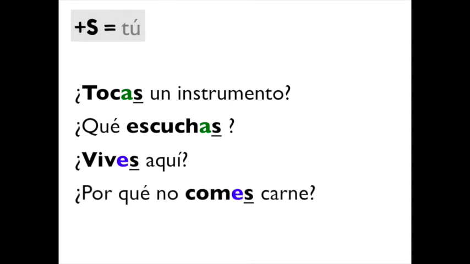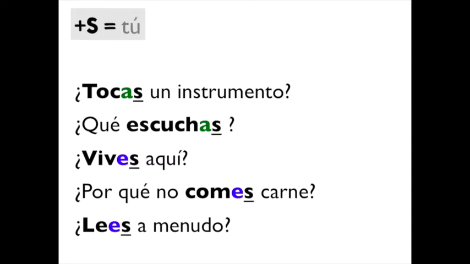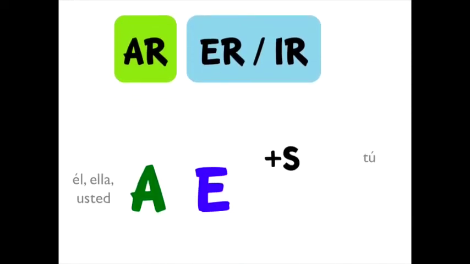¿Por qué no comes carne? Why don't you eat meat? ¿Lees a menudo? Do you read often? Notice how in each of these sentences we've not included the pronoun tú, because the ending of the verb, that s that we've hooked on, tells us already that we're talking to you. We've got a and e, and we've hooked on s for you.